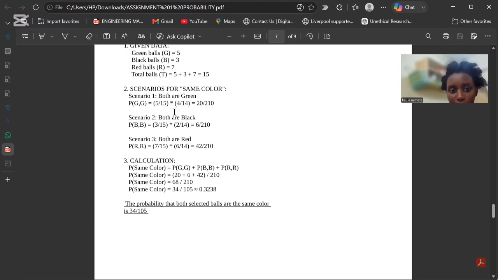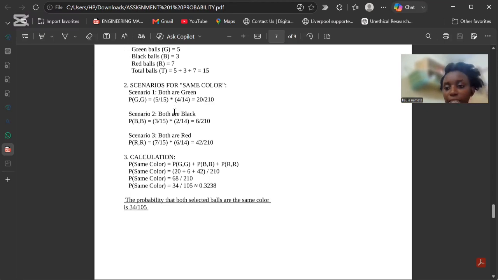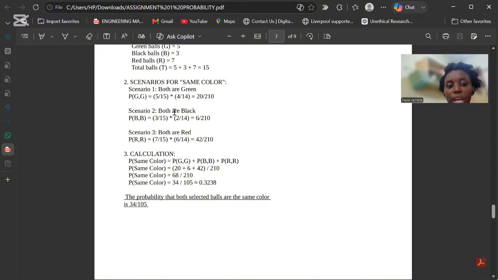So the probability of the same color, the probability of both balls being the same color. That means in the first picking we shall pick either green, and then in the second picking we shall pick another green one, green two.